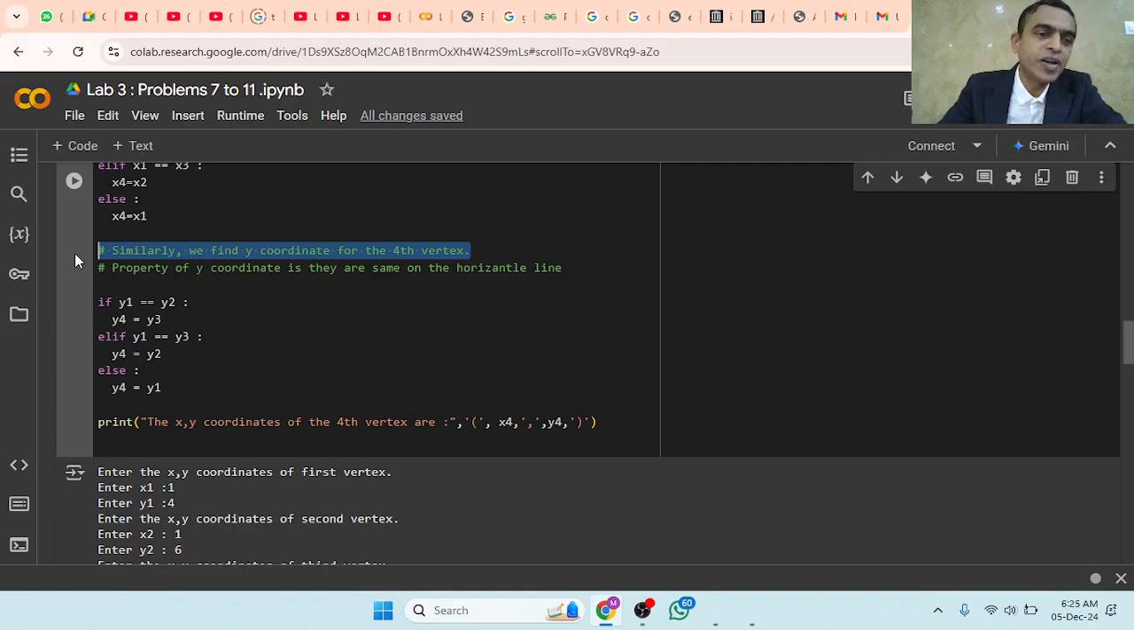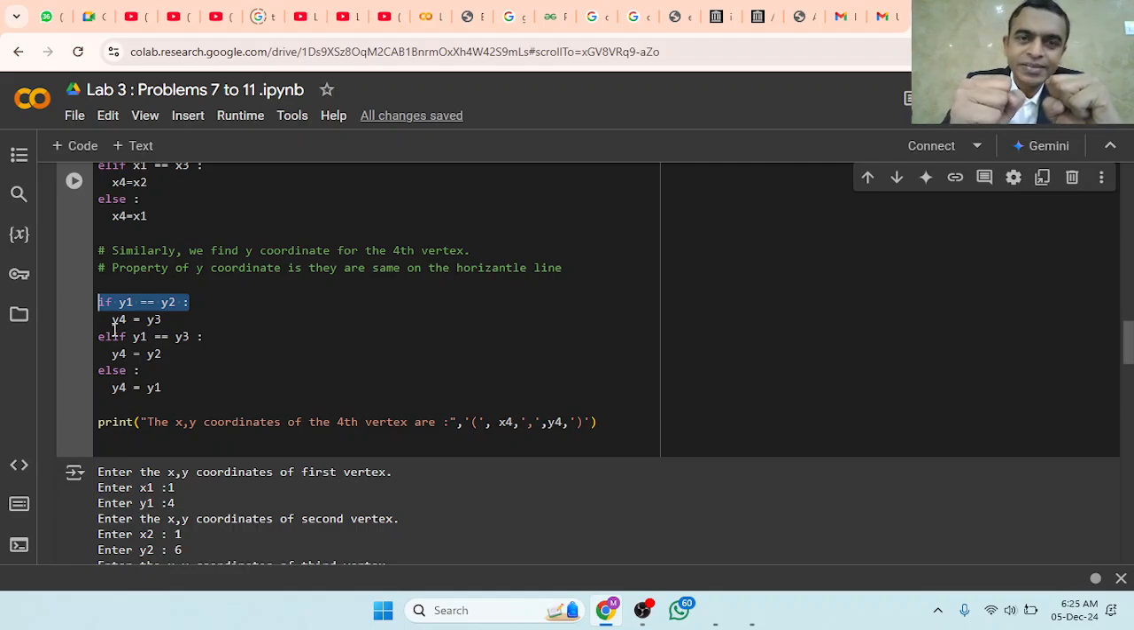Now again, the same logic we are going to use here. Look here, if y1 is equal to y2, this is the comparison operator, what will be y4? y3. Two pairs should be formed in y1, y2, y3, y4. If y1, y2 form one pair, then y3, y4 will form the other pair, right? Else if y1 is equal to y3, what will be y4? y2. And what is the default condition? What is remaining now? If y2 is equal to y3, which is not written here because it is not required in else, otherwise y4 will be y1.